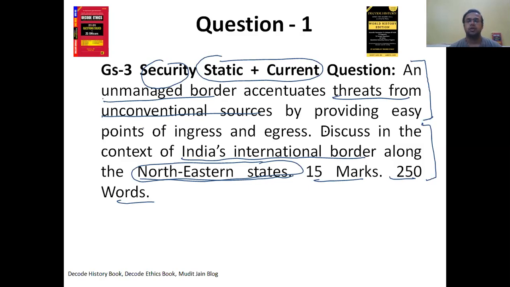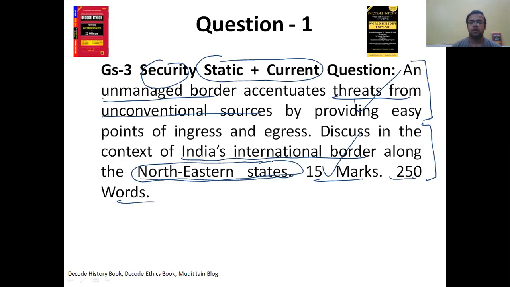So I think most of you will struggle in identifying the subparts in this question, because it is not a question like we saw previously, that statement was something else and then something else was asked. In this, they have given a statement and then you have to discuss that statement. So it appears that it has only one part. But then now here comes your skill. So you have to discuss in context of India's international border along northeastern states.